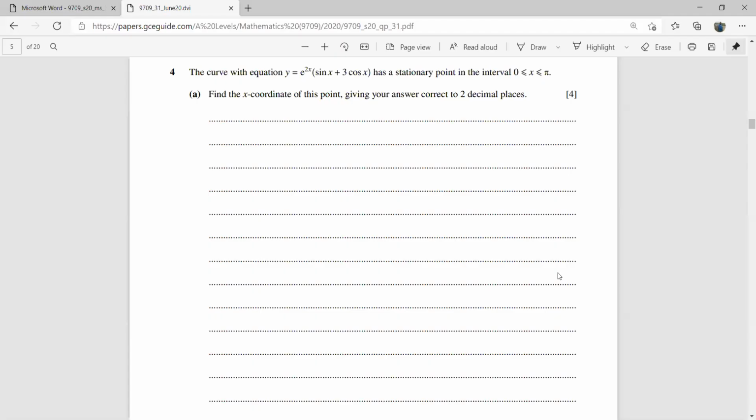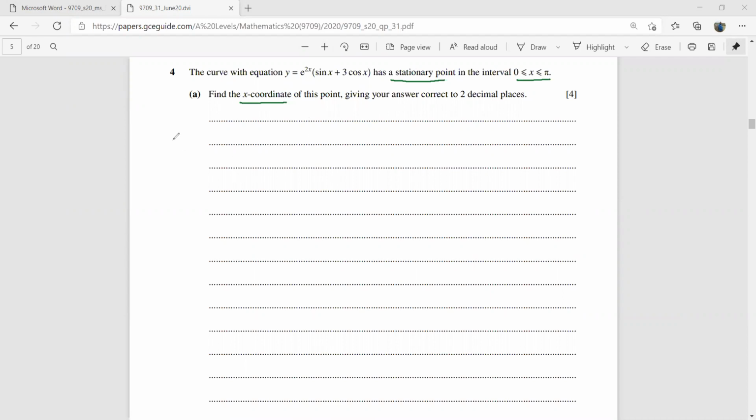Okay. Now, question number 4, this looks to be a straightforward question on differentiation because he's saying there is an equation has a stationary point in this interval. So find the x coordinate.